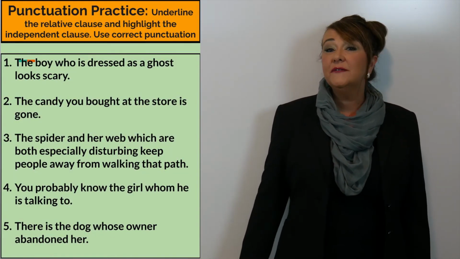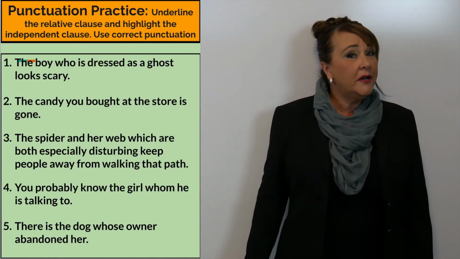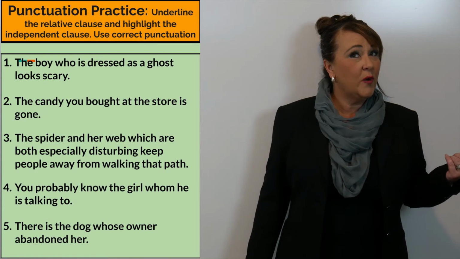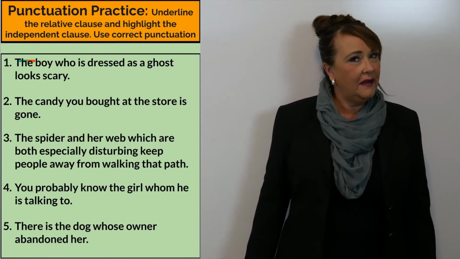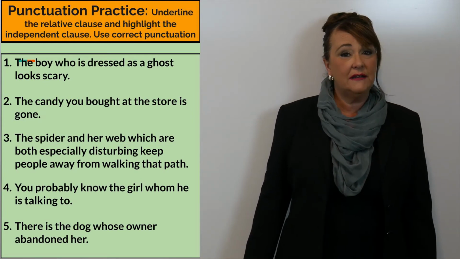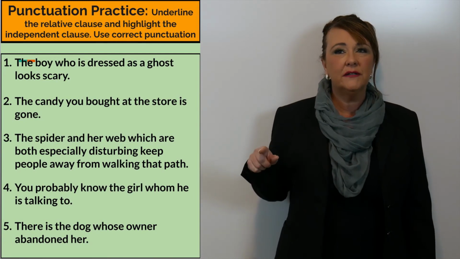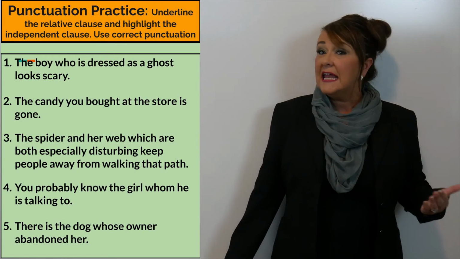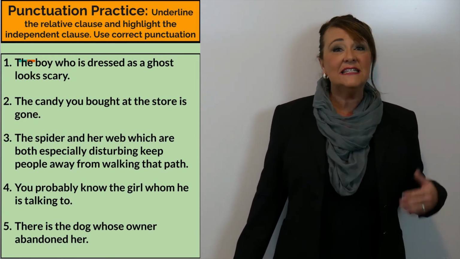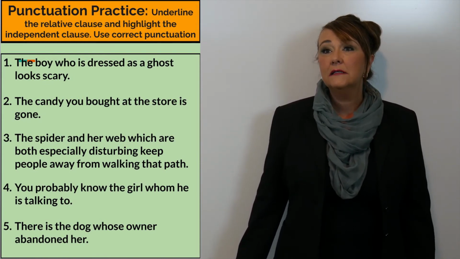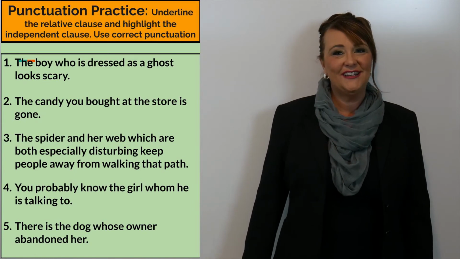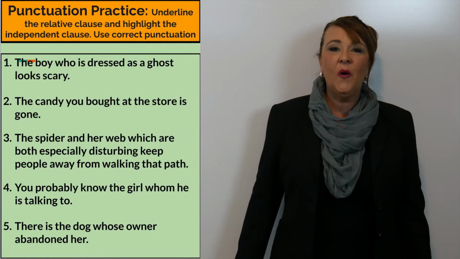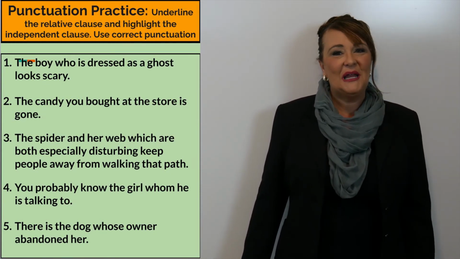Let's see if we can practice doing this ourselves. On your screen, you see 5 sentences. I want you to understand that it's important to identify the relative clause. So, underline the relative clause and then highlight the independent clause. If the clause is non-restrictive, which means non-essential or not important, then it does need a comma. If the clause is restrictive and it is essential, then you can leave the sentence like it is, with no comma. Pause your video while you decide on the correct punctuation. Then turn the video back on and I'll go over the answers with you. Go ahead and pause your video now.